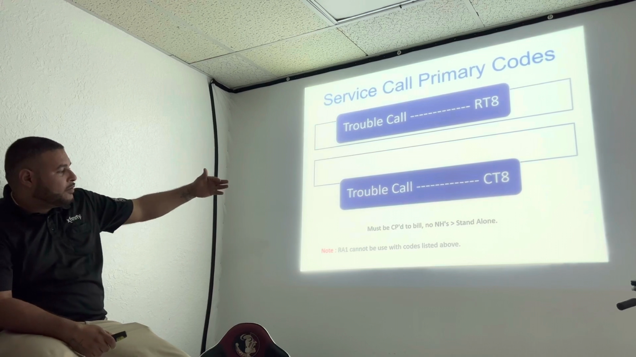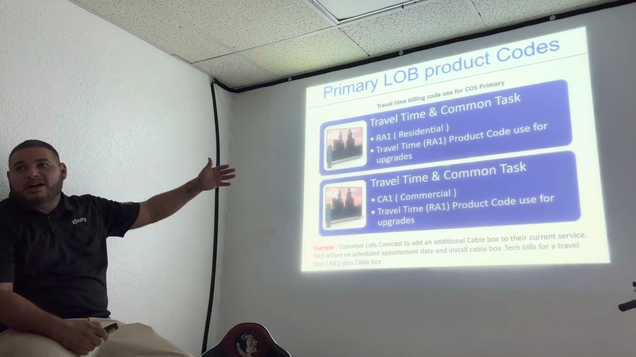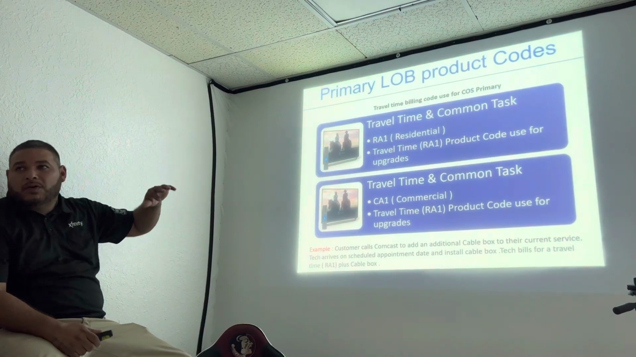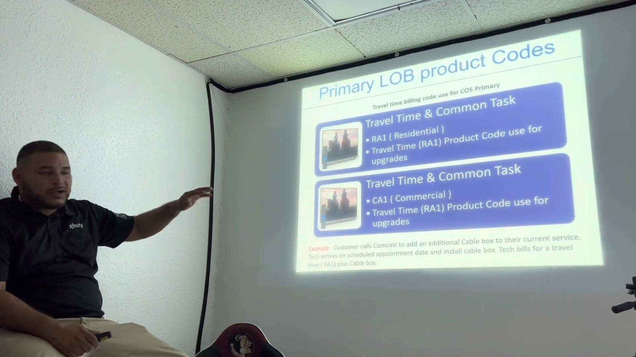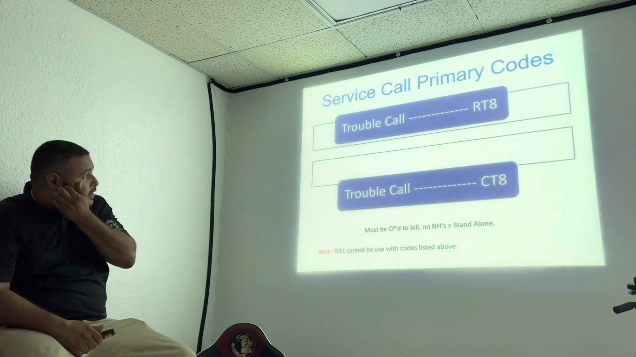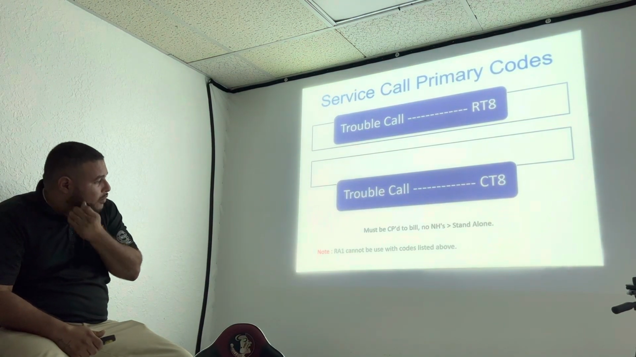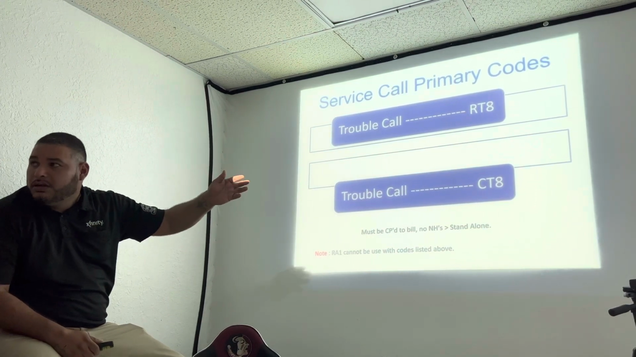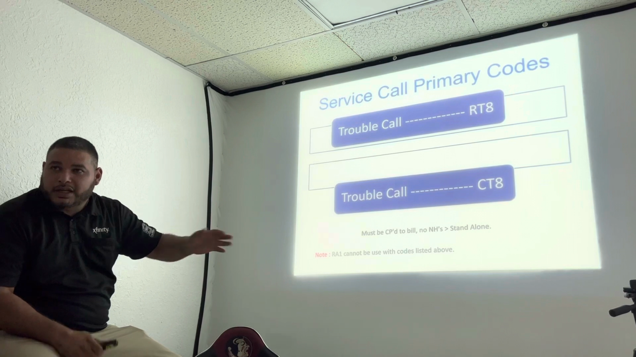So RA1 cannot be used with the code listed above. For example, travel time is for common tasks, for upgrades, for bridge jobs, which I'm going to talk about. But again, a trouble call is just one code. You cannot use travel time plus the trouble call. This is RTA, that's it, only one code.